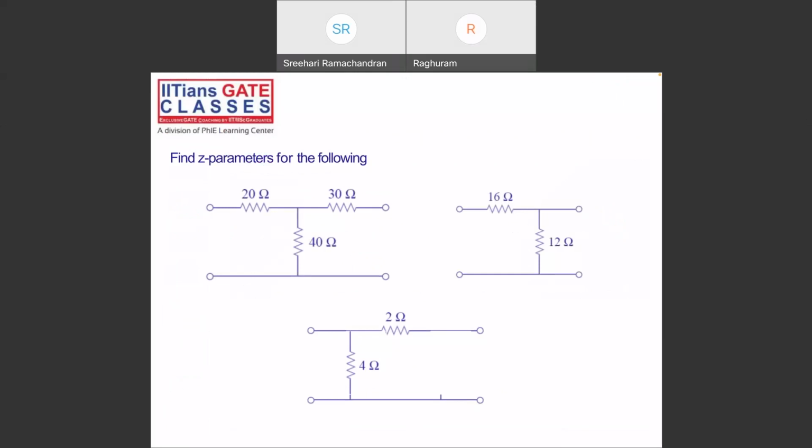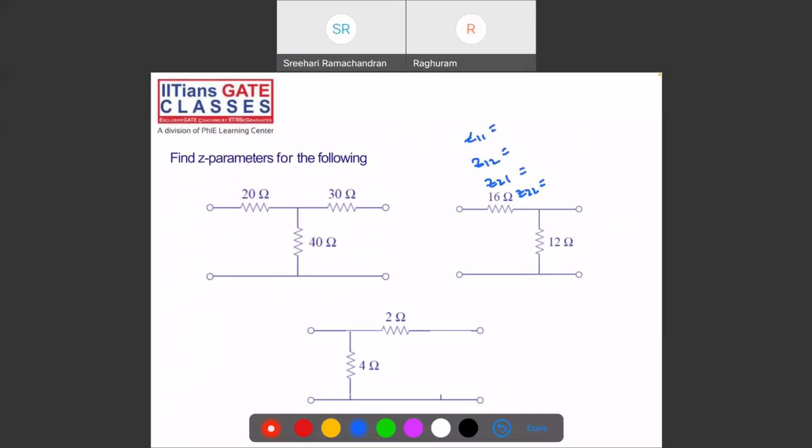So I want Z11, Z21 and Z22. Tell me, what is Z11? You have to compare with the T. This is Z11 minus Z12, Z22 minus Z12, and this is Z12. Z12 and Z22 are the same, 12 ohms. So this is 28, this is 12. Clear? Yes, sir.